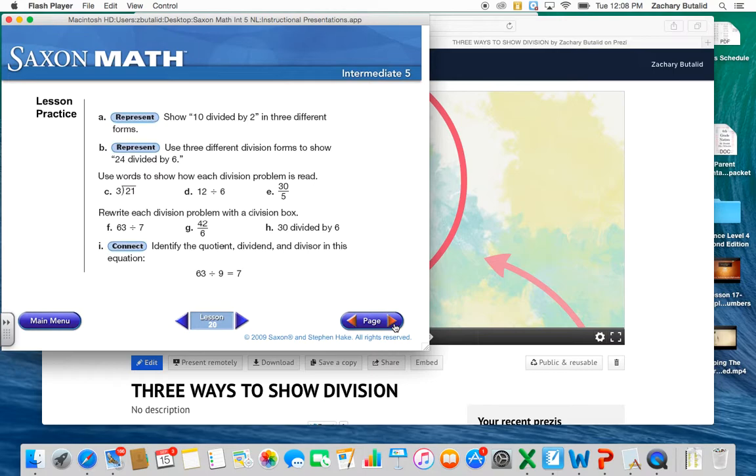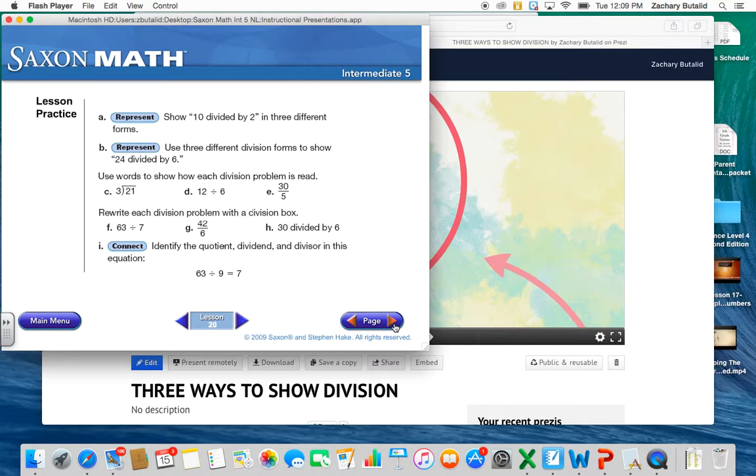On F, G, and H, you're going to rewrite each division problem with a division box. Go back to when I showed you the division box, and write each one of those as that type of problem. You should be able to solve it because it's basically your multiplication.